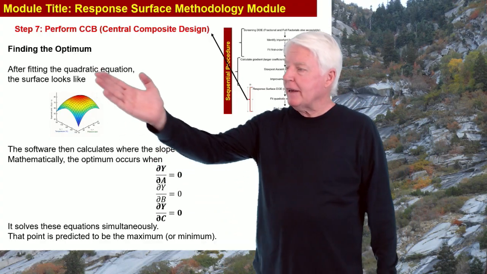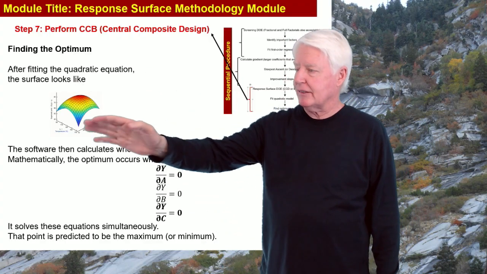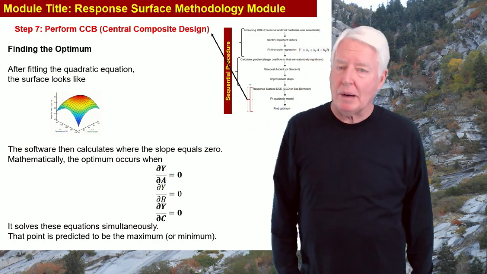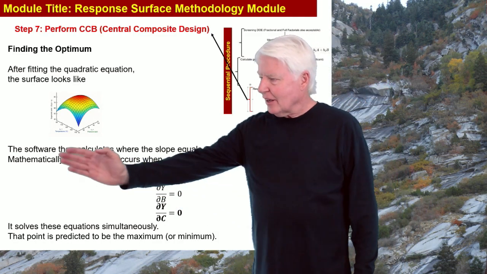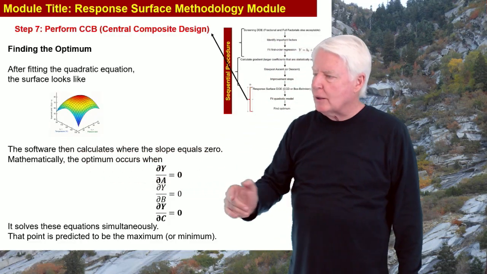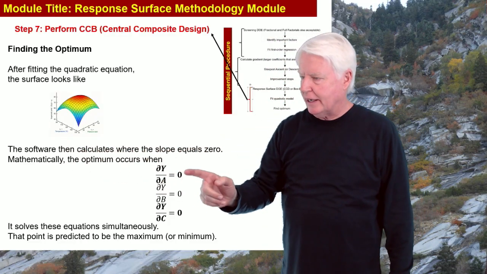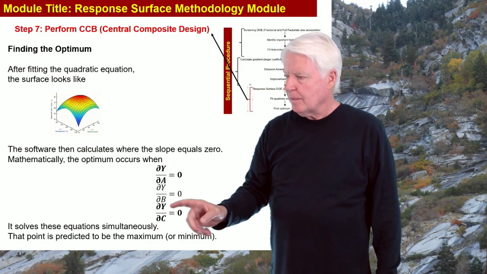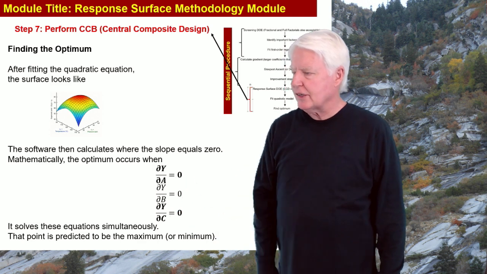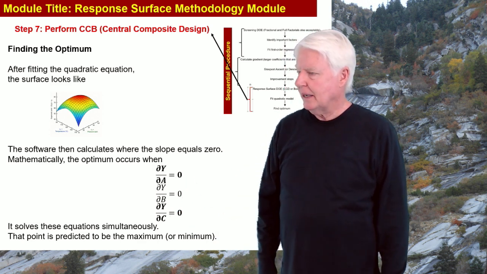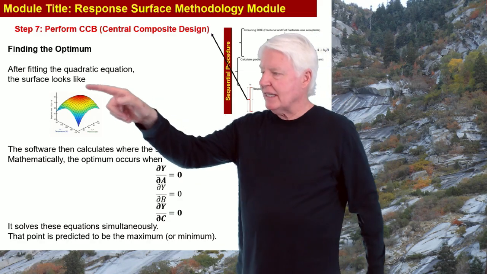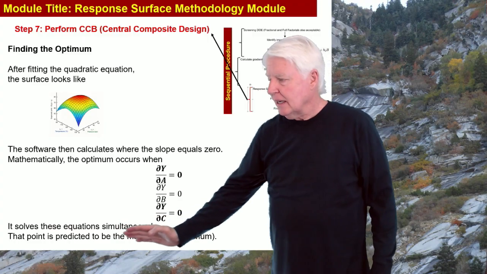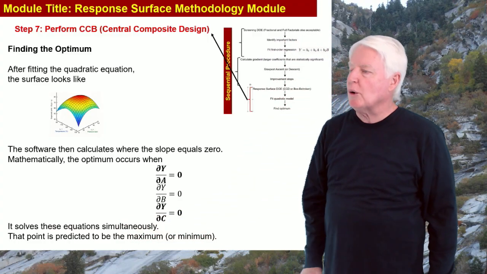Finding the optimum. After fitting the quadratic equation, the surface looks like this. Okay, mathematically, you've got it figured out here. Notice I'm not going to do this by hand. I guess we could, but we're not going to. The software then calculates where the slope equals 0. Mathematically, the optimum occurs when the slopes for a, b, and c all equal 0. And when they all equal 0, that's the optimum point on this surface. It solves these equations simultaneously. That point is predicted to be the maximum or minimum.